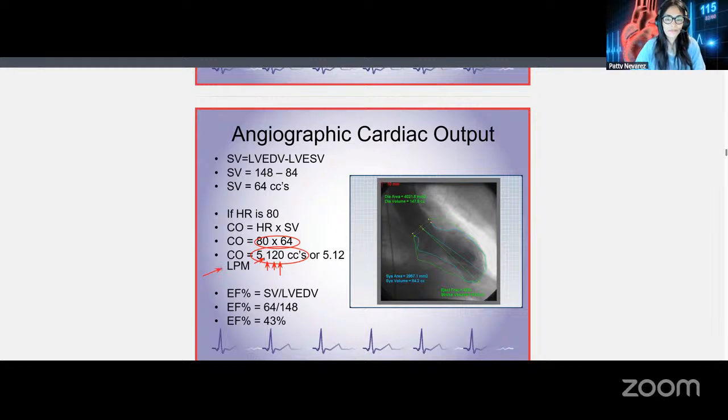This is super important. If you give the result in cc's, it's not complete. You're going to get points taken off. It's just paying attention to all the details. Cardiac output is always measured in liters per minute.